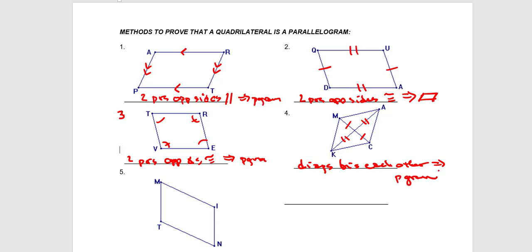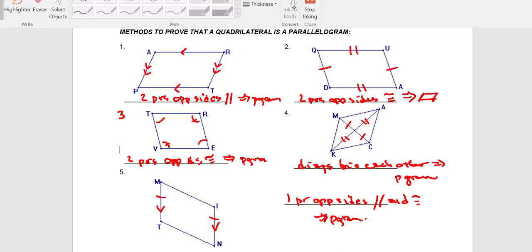And the last one is if 1 pair of opposite sides are parallel and congruent. So 1 pair of opposite sides parallel and congruent, then you have a parallelogram. Okay, so those are the 5 ways we're going to allow you to prove that something is a parallelogram, and we'll be doing proofs in this section.